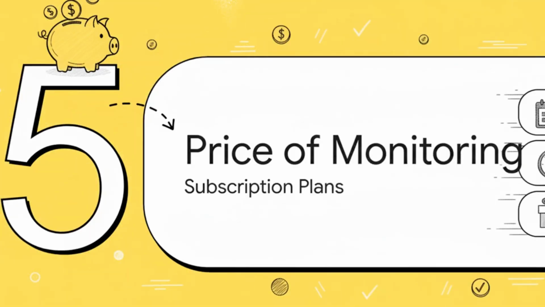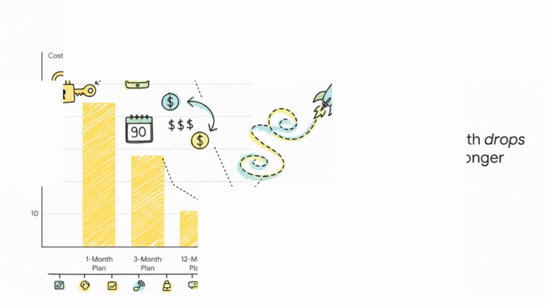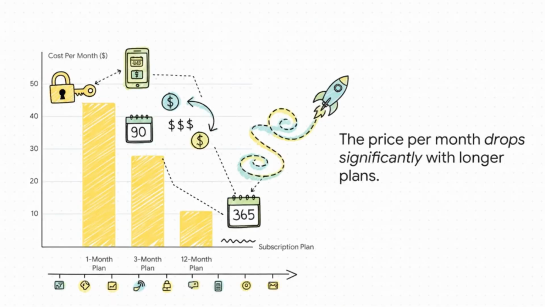Of course, the big question with any service like this is, what's it going to cost? So let's take a quick look at the subscription plans that mSpy offers. The pricing is pretty straightforward. The longer you sign up for, the cheaper it gets per month. If you just want 1 month, it'll run you about $48. Go for a 3-month plan, and that price drops to about $28 a month. But the best deal, by far, is the yearly plan. That brings the cost all the way down to about $11 a month, making it the best bet for long-term monitoring.